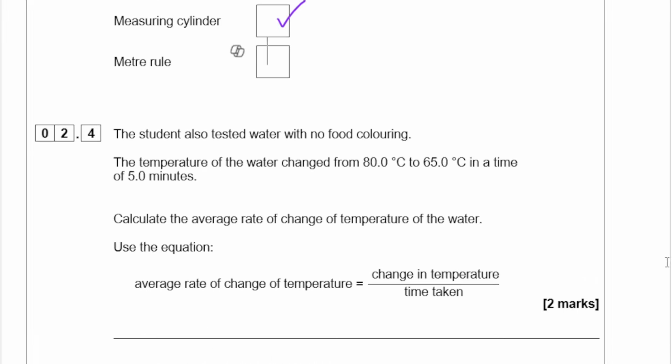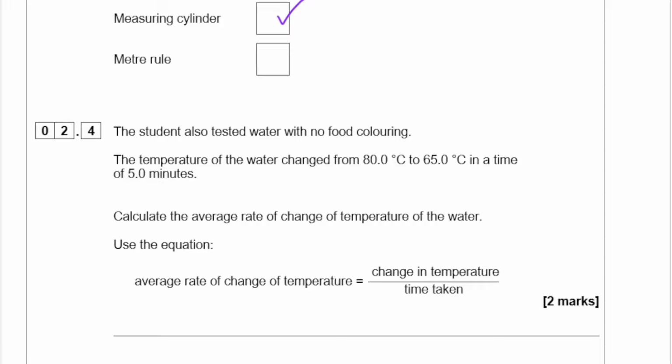The student also tested water with no food coloring. The temperature of the water changed from 80 degrees to 65 in a time of 5 minutes. So here you're starting at 80, it went to 65 in 5 minutes. Calculate the average change of temperature of the water. Use the equation. Again, they have given you the equation.